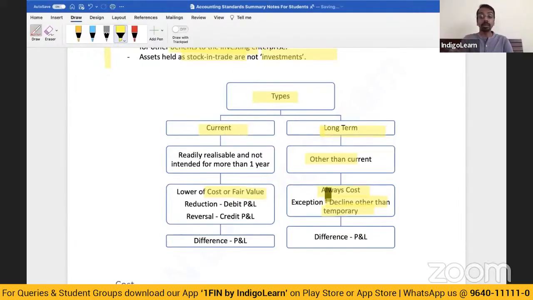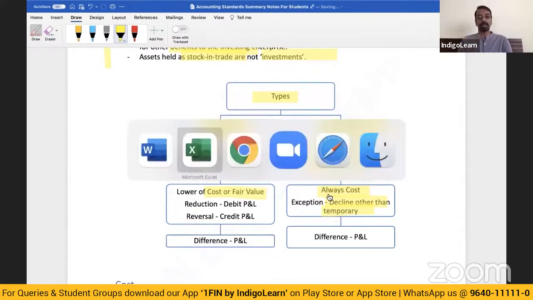So what is the carrying amount? Let us say the carrying amount is 100 and cost is 120. Lower of this is 100. That is the value at which you will recognize the current investment. Okay.